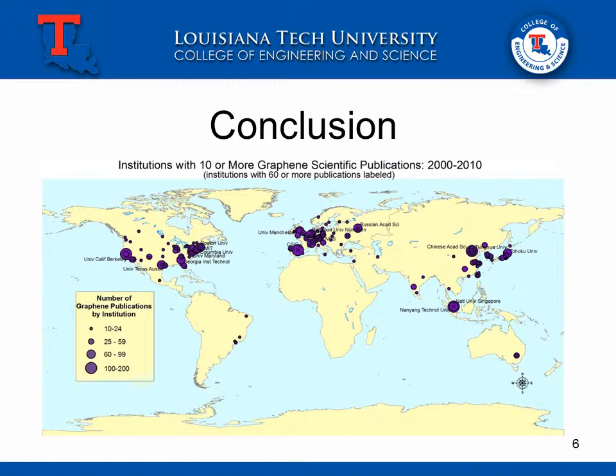And as you can see in this picture, within a 10-year time there have been a lot of papers published based on graphene. So it concludes that graphene is getting recognition all over the world due to its unique electrical and thermal properties.